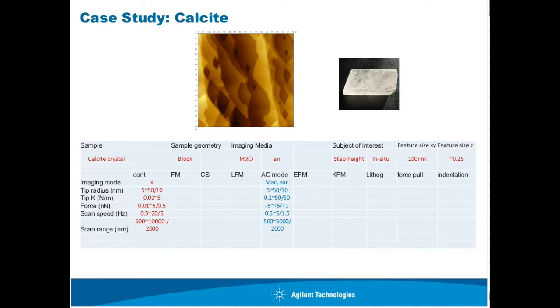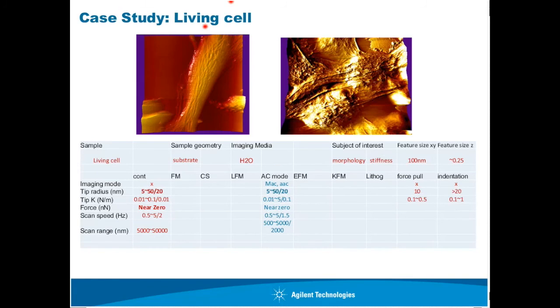Okay, next example. Living cells. For a living cell, I would suggest using contact mode with a very blunt tip, because a cell is large. The cell is typically several microns to 10, 20 microns, and using a 5 nanometer tip versus a 20 nanometer tip does not make any difference at this large scan size. Spring constant needs to be as small as possible. Force needs to be near zero. Scan speed, mediocre is fine.